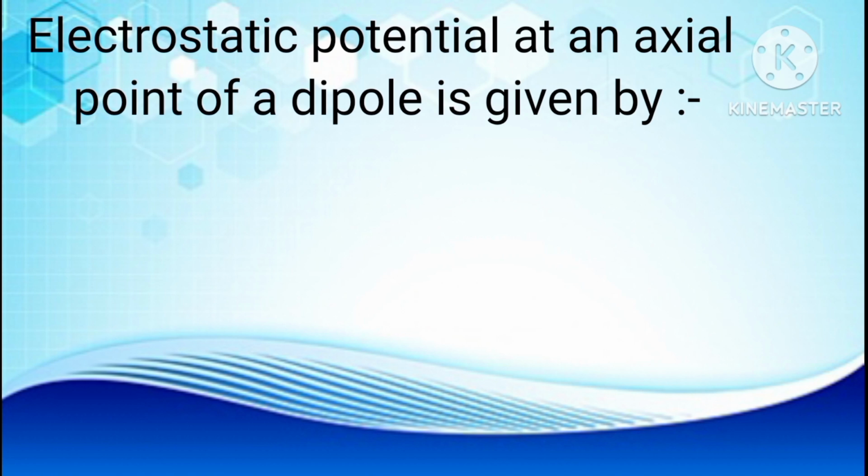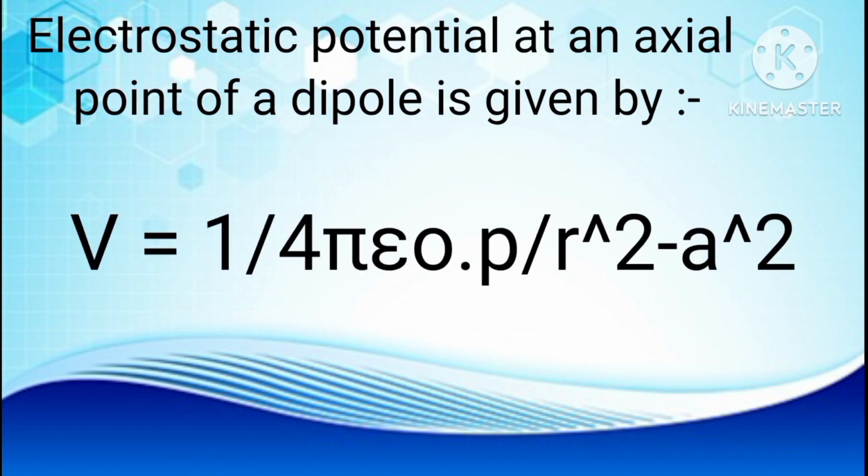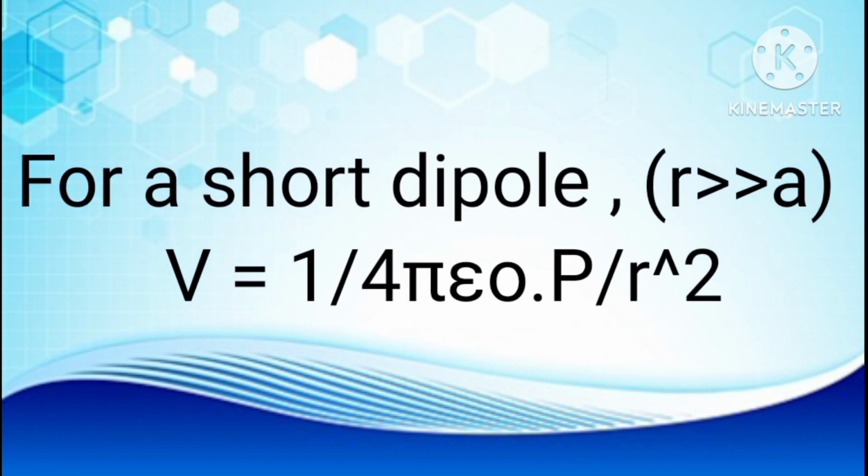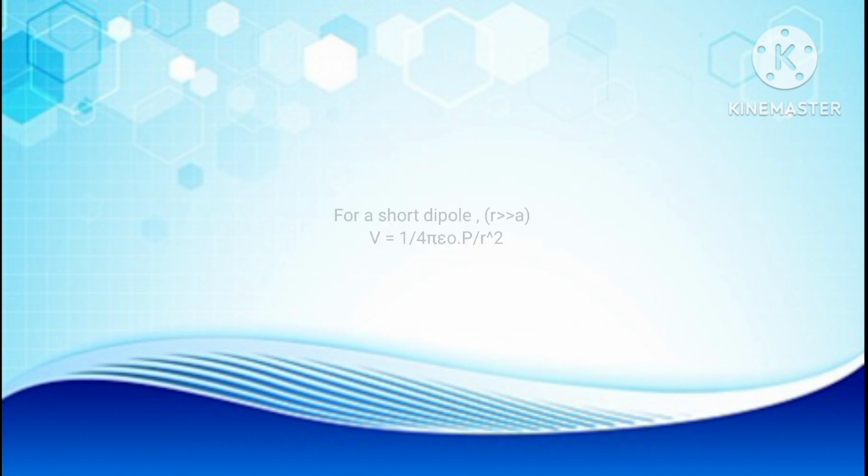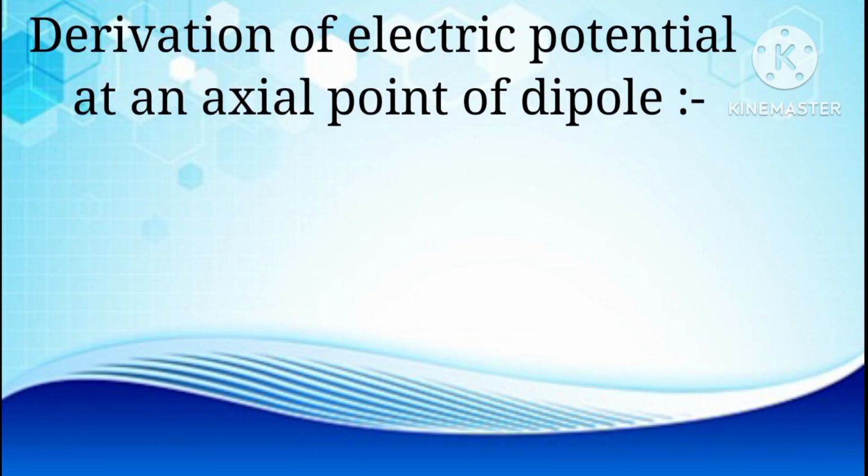Electrostatic potential at an axial point of a dipole is given by V equals 1 upon 4 pi epsilon naught, P upon R squared minus A squared. For a short dipole, R is very much greater than a, so V equals 1 upon 4 pi epsilon naught, P upon R squared.